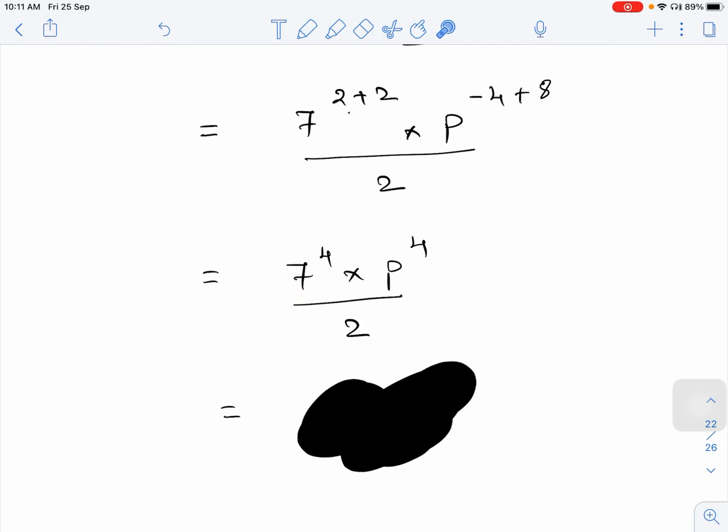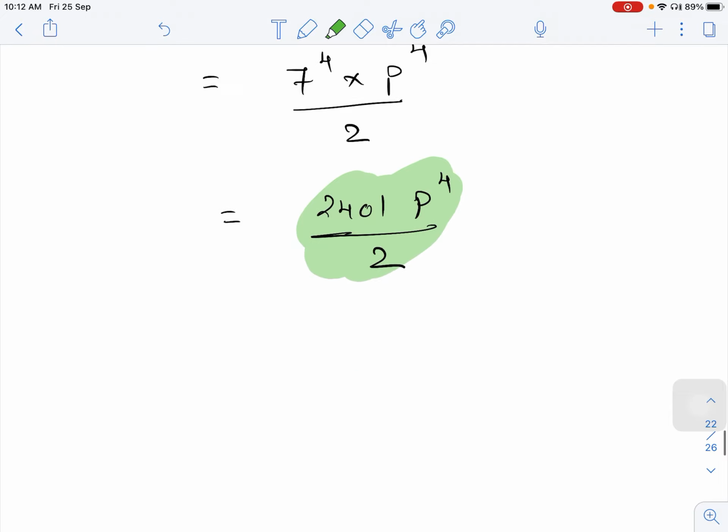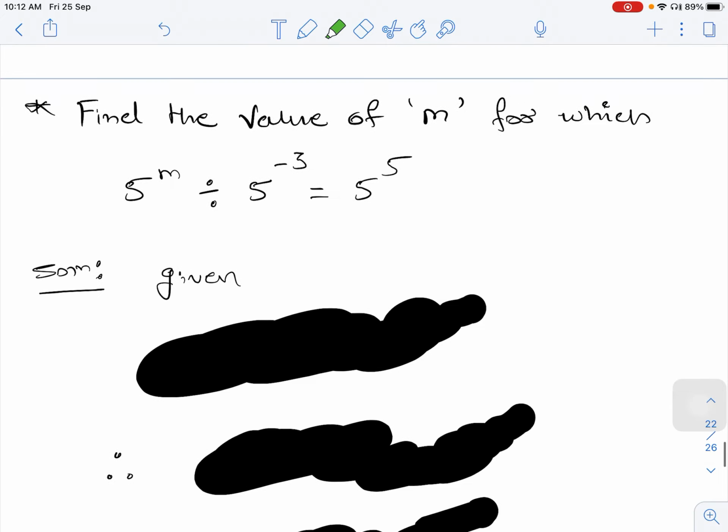No further division is possible, so we will write its value, that is, we will multiply 7 four times. When we multiply 7 four times, our final answer becomes 2401 into p raised to minus 4 upon 2. Okay, so this is our final answer. Look at this question again and again, then only it will be easy for you to understand. Now let us look at the next type of example.